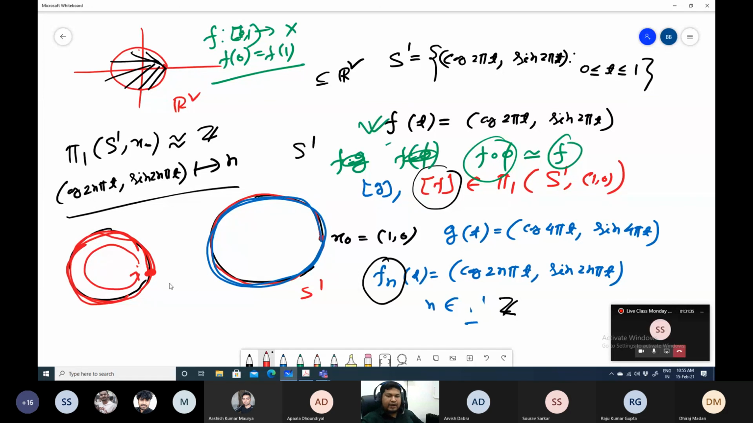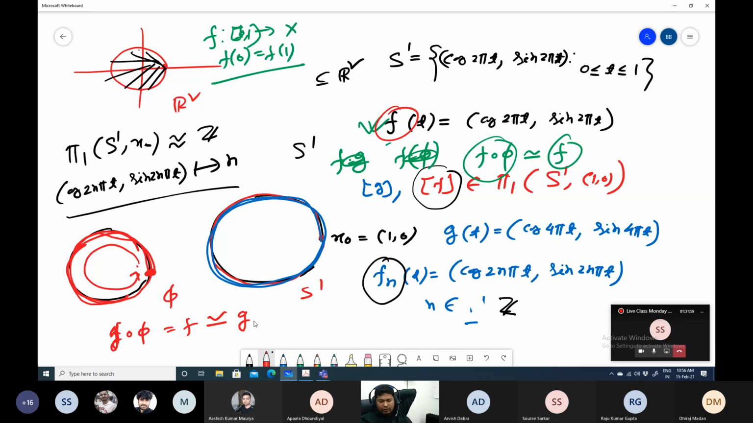Now in that case, you can define one φ such that f composed with φ will be only this. Say this was g, then g composed with φ will be this f. So therefore f will be homotopic to g. So in this way we prove that.